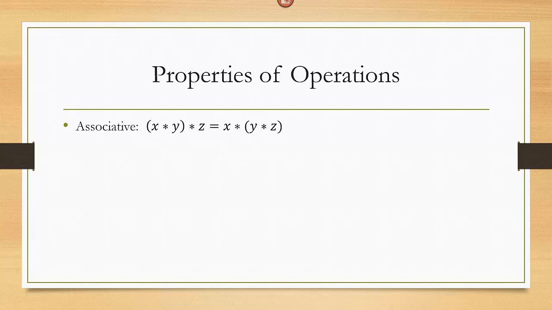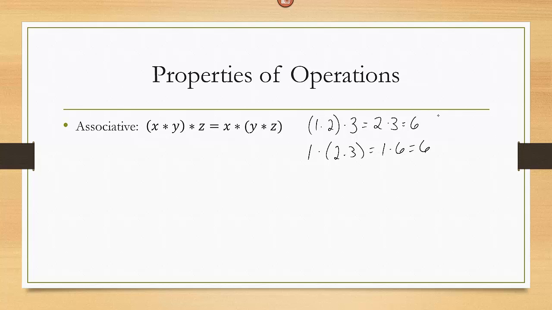An example of that, let's say we have 1 times 2 times 3. So that equals 2 times 3, that equals 6. Then also, say we have 1 times 2 times 3. So we'll first multiply 2 times 3, and that's going to equal 6. 1 times 6 is just 6.